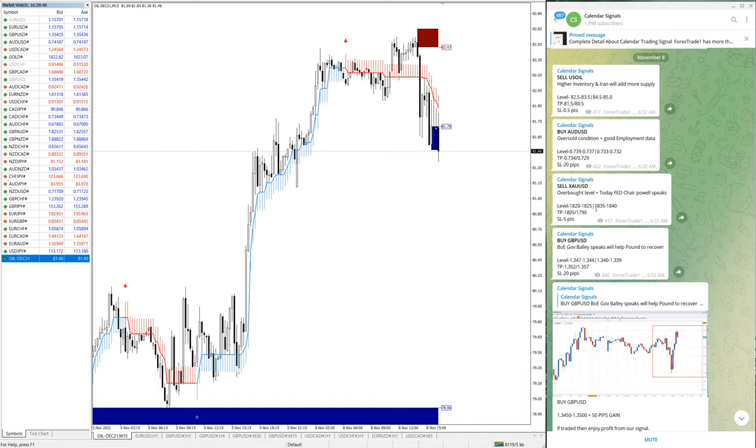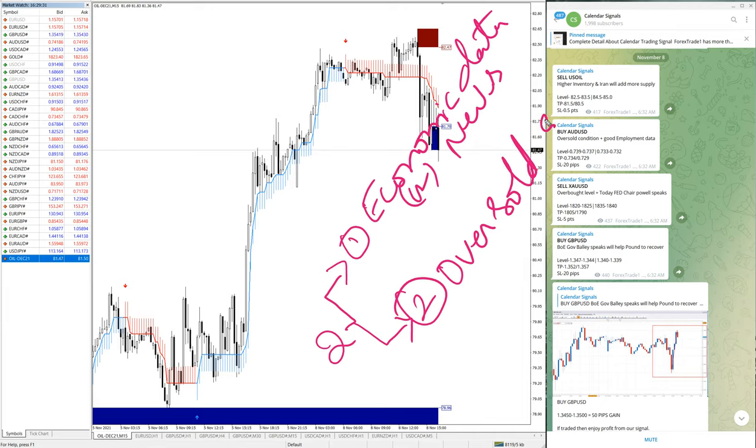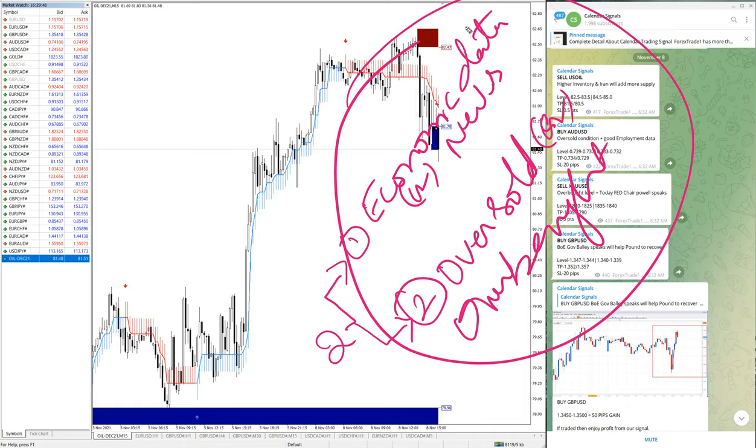So now we will see the performance of free signals. In calendar signal, we are giving the signal based on two reasons. One is economic data or news, whatever we feel will have an impact on a particular script, and based on that we give signals to buy or sell. The second reason is the oversold and overbought condition. Based on these two types of reasons, we are giving the signals on calendar signal.